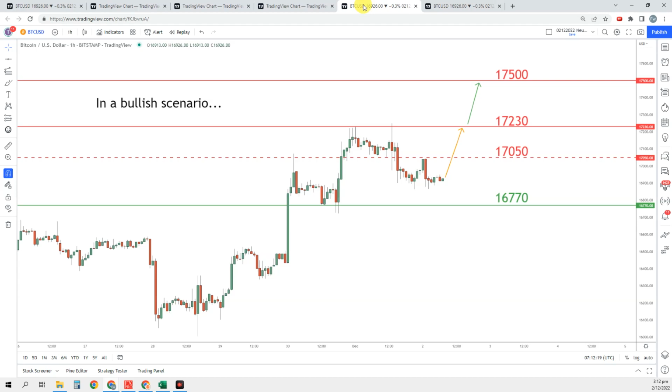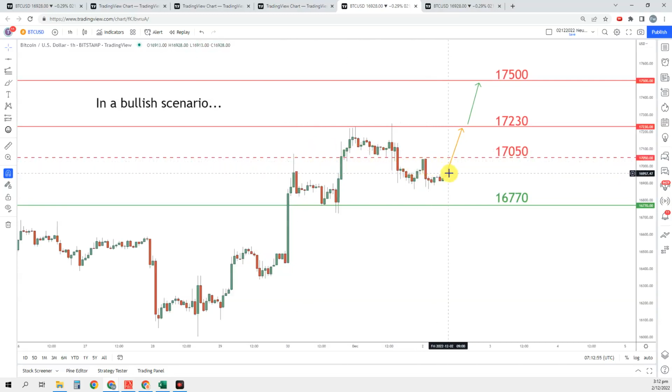So in a bullish scenario, when price breaks above, by the way, what you're seeing here are live prices. So this is the current market. The first thing I would like to see in a bullish scenario is that the 17,050 level is taken by the bulls, because this level has served as a resistance and a support and then a resistance here. So this tells us there's quite a bit of interest around this area.